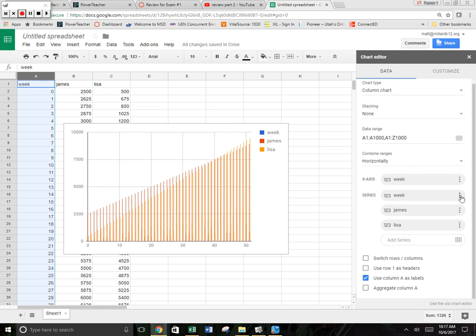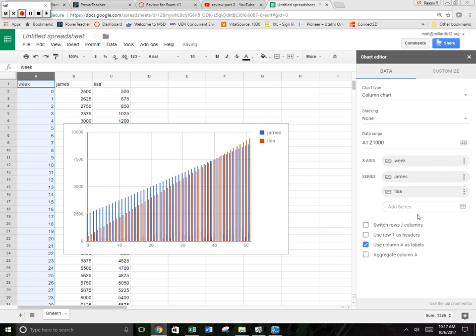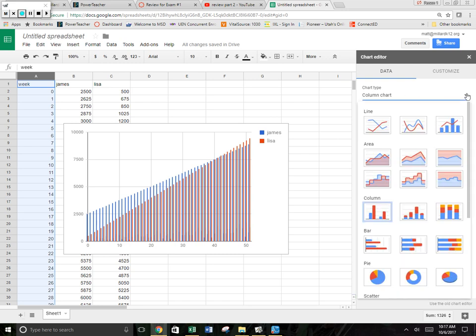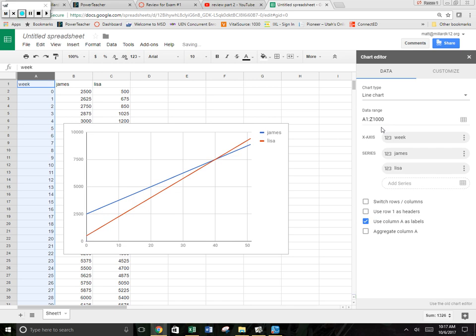I'm going to delete this series. I'm going to remove that. Okay, and we've got James and we've got Lisa. And instead of these bar graphs, let's go to the chart type. We don't want a column, we probably just want lines. Okay, there we go. That looks better. Okay, so now this looks pretty good.